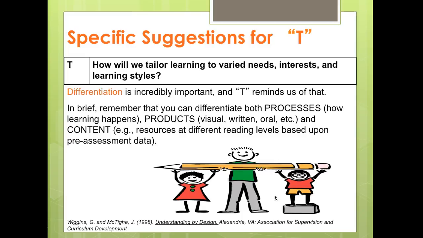So many different ways to look at it, but the goal is the same for all of them, is that students can differentiate both processes, how learning happens, that's you, and products, visual, written, oral, etc., and content, what are the resources and the materials that students can use based upon pre-assessment data if you have the resources to do so. So this may remind you of another graphic, but it's equal. Fair is not equal. This is equality, when everybody has the support they need to do what they need to do. Some need more support than others.